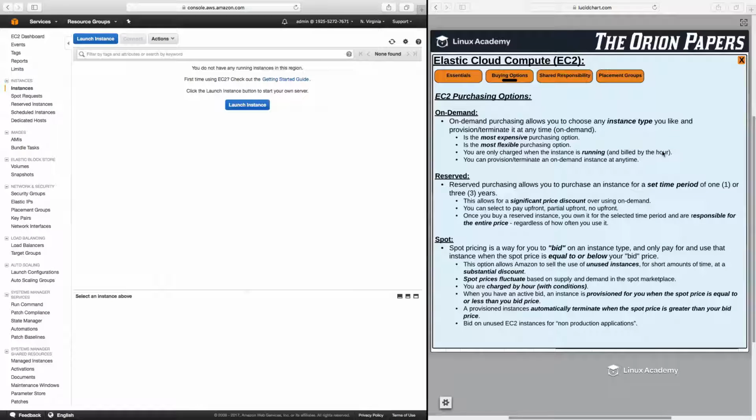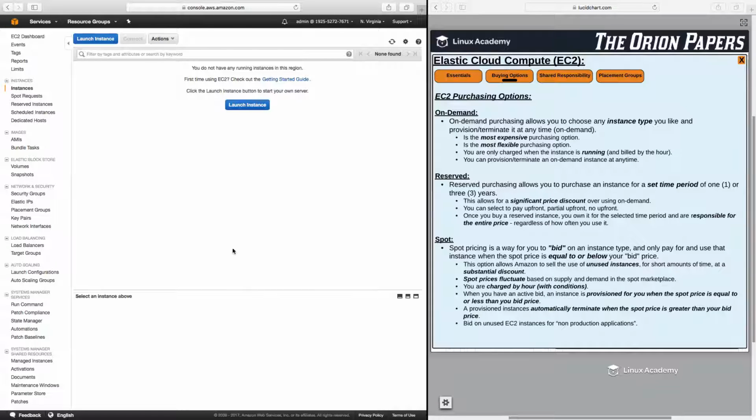On-demand purchasing allows you to choose any instance type you like and provision or terminate it at any time. It is, however, the most expensive purchasing option, but it offers the most flexibility, meaning that you can provision any on-demand instance whenever you want, keep it live for any amount of time that you like, and then terminate it at any time that you like. So you can use an on-demand instance for a minute, an hour, a day, a week, a year, or however long you like. And you are only charged when the instance is running and you are billed by the hour.